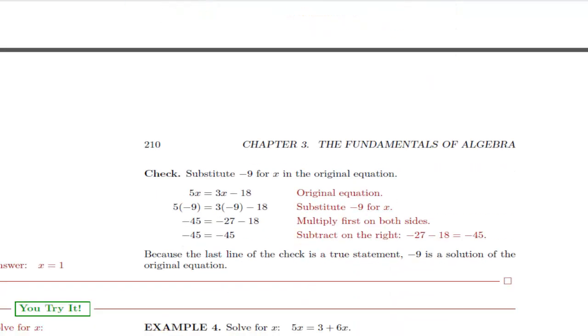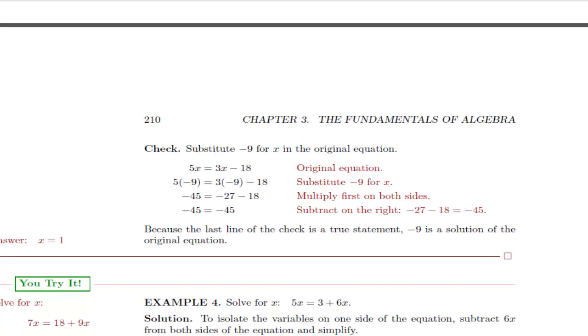Checking, we let x be -9 in the original equation to get 5 times -9 on the left-hand side, and 3 times -9 minus 18 on the right-hand side. Then on the left-hand side, 5 times -9 is -45, and on the right, 3 times -9 is -27, and on the right-hand side, -27 minus 18 is -45. Since the last line is a true statement, -9 is indeed a solution of the original equation.